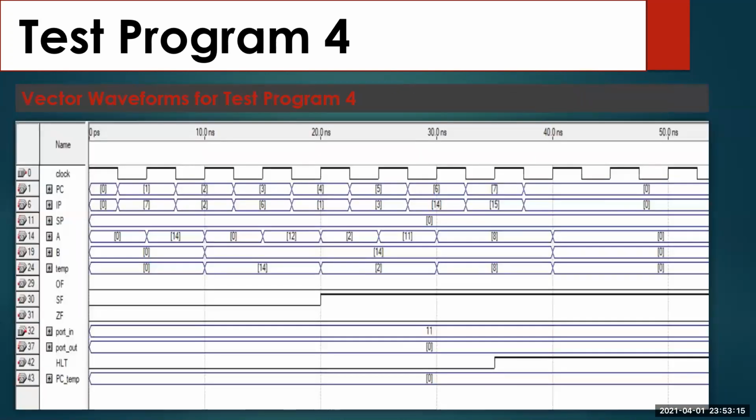Next, we have our test program 4. This is used to test the AND operation and also check how the sign flag changes. We assume the value of address to be 15, input to be 11, and byte to be 14. AND A address. When instruction pointer equals 14, bitwise AND is performed between A, 11, and the address location value, which is 12. The result, 8, is stored in A. When instruction pointer equals 11, A is subtracted from B, 12 minus 14, and as the result is negative, the sign flag is updated to 1.